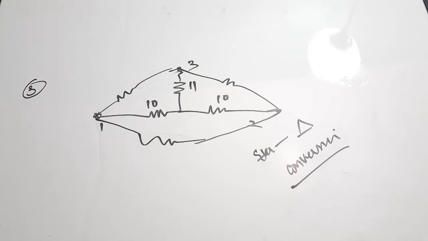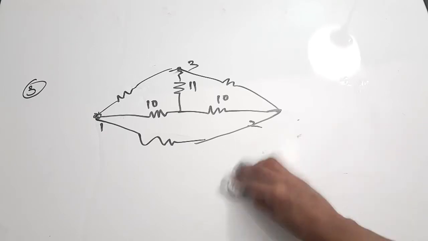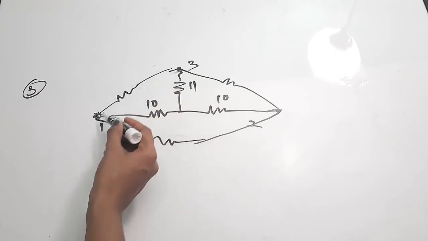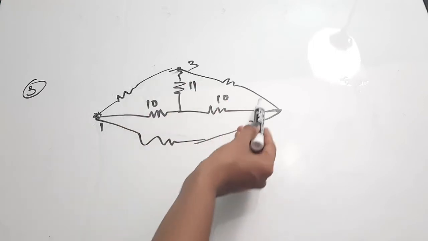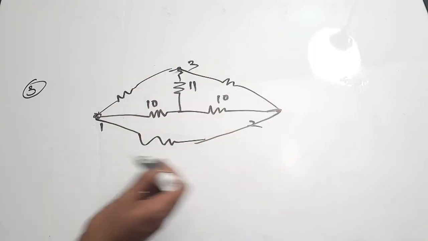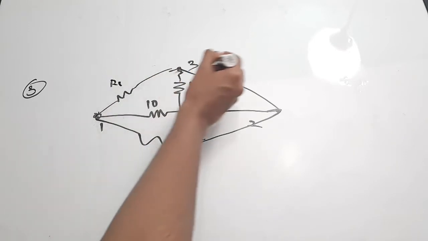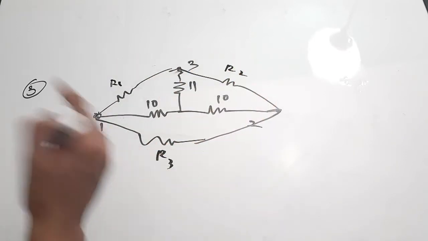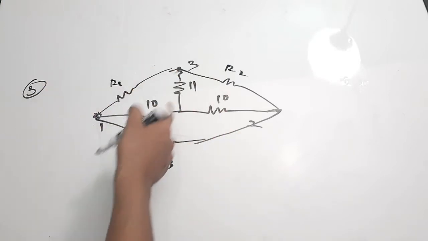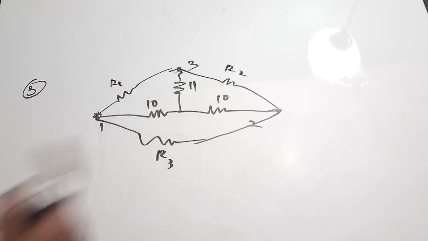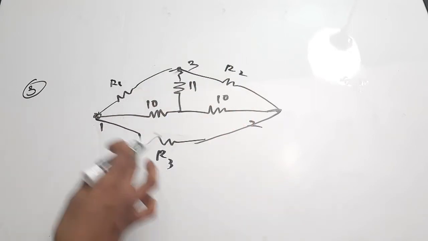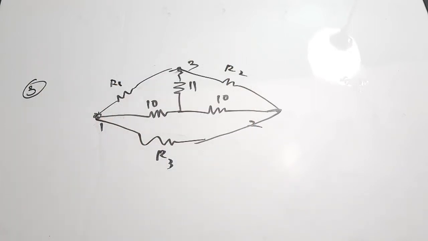If you want to convert star to delta, the procedure is, we are going to take the equivalent between 1 and 3, which means we need to find the resistance in this branch of the corresponding delta. You can call this one R1, this is R2, this is R3. So this R1, R2 and R3 will form the delta connection, and the inner 10 ohm, 11 ohm and 10 ohm form the star connection. You can form a delta using R1, R2 and R3 from the inner star. That is called star to delta conversion.